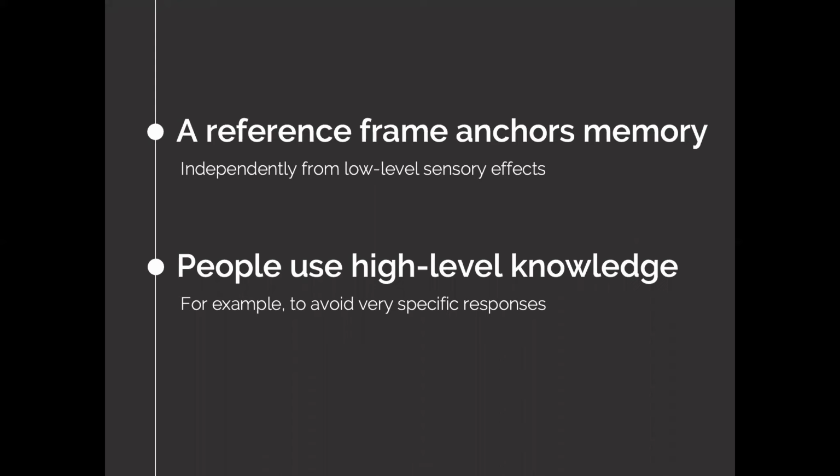The other thing I think is very quirky and interesting about these data is that people actually use this high-level knowledge, for example, to avoid very specific responses, as we saw in the case of these really strong cardinal averse responses when people have to replicate this orientation. So it doesn't seem all that high level when you talk about this repulsion bias.